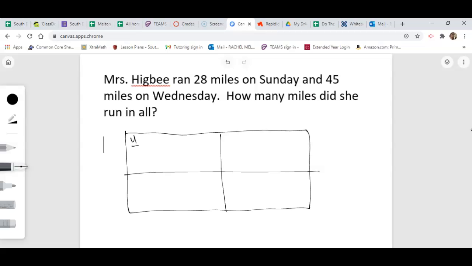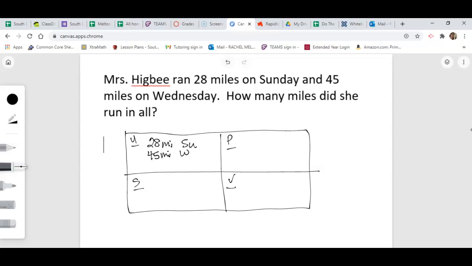So for this problem, for the U, for the understanding, I'm going to look first at the first sentence. I don't need the name unless there's multiple names. What I need here is 28 miles on Sunday, and I need 45 miles on Wednesday.